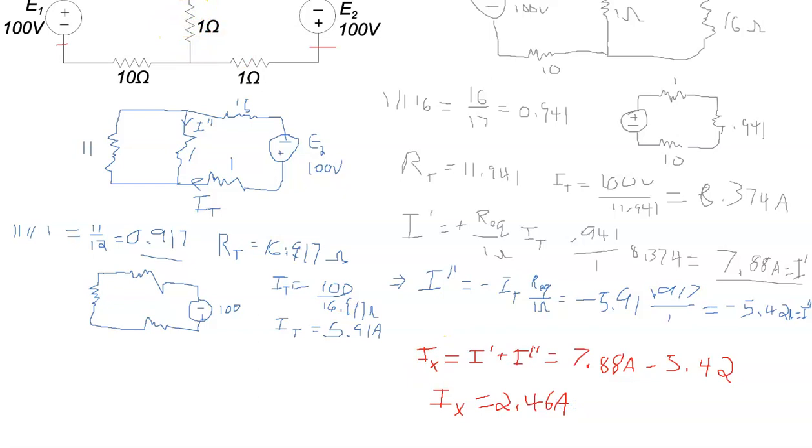And of course, you know, that direction is down because that's the direction that we had for Ix. And so E1 produces a bigger current down through, and E2 produces a smaller current up through, so the net current is 2.46 down through the 1 ohm. And so a positive 2.46, because that agrees with the direction that Ix was specified in.